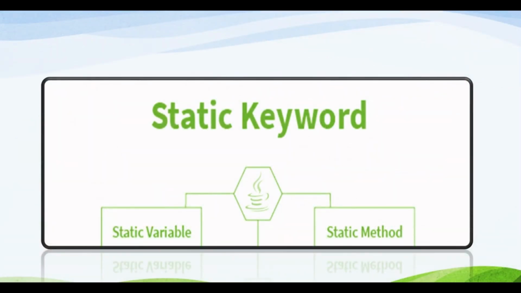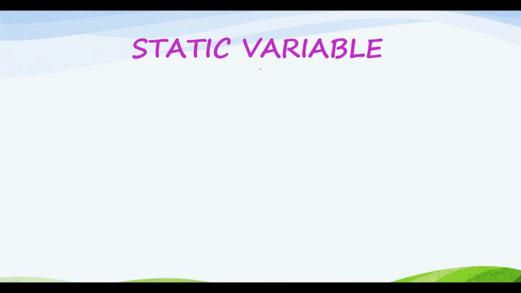So the static keyword works for two categories. The first one is static variable. The second one is static method. We'll start with static variable.